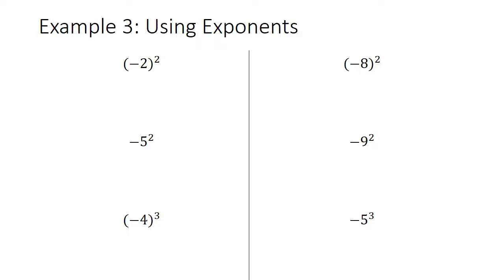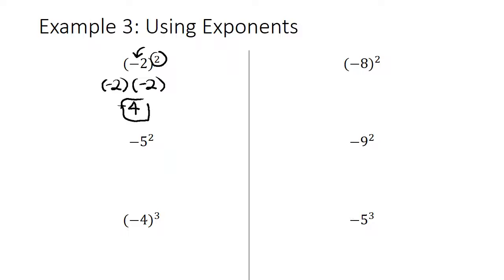Okay, so now we're looking at using exponents. Now we need to be very careful as we're working with exponents and what exponents are talking about. So as we look at this, we can see that this 2 is going to tell us to multiply negative 2 two different times. So we're going to have negative 2 times by negative 2. And when we have a negative times a negative, our answer is going to be positive, and 2 times 2 is going to give us 4. So our answer to negative 2 squared is going to be positive 4.